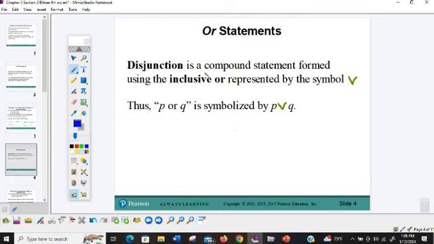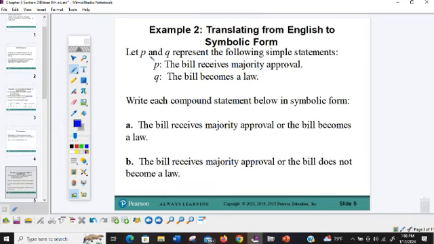We can also do that for what's called a disjunction. This symbol is for or. So P or Q would be written this way. P or Q. It's a V like that. So if we let P be the bill receives majority approval and Q be the bill becomes a law, now we're going to write this in symbols. The bill receives majority approval, that's P. Or, that's this. The bill becomes a law. That would be Q, P or Q.